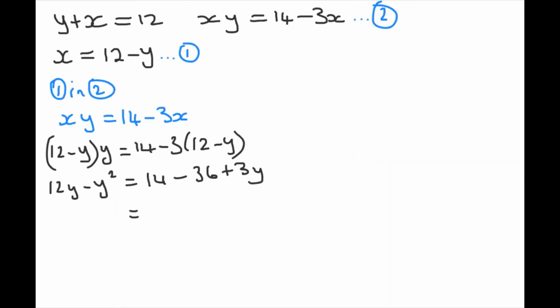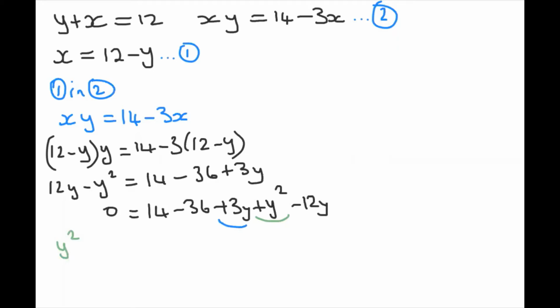I just want to take everything to the right. So it's 14 minus 36 plus 3y plus y squared minus 12y equal to 0. Okay, there's a y squared. I'm grouping all the y's now. There's a plus 3 minus 12, so that's minus 9y. Then I have 14 minus 36. What's that? Minus 22. All of that equal to 0.